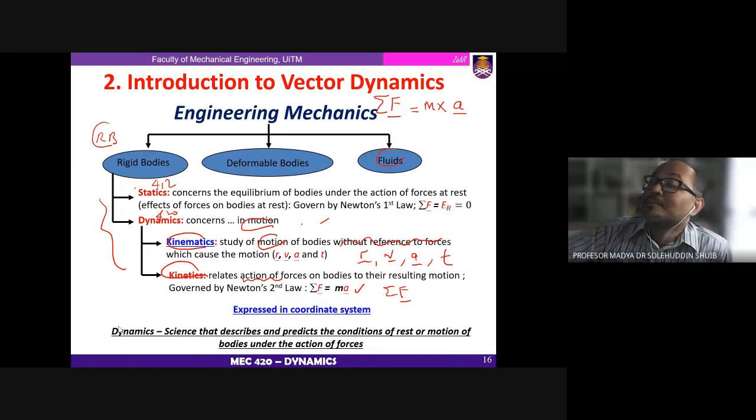Look at this statement here. What is dynamics? Dynamics is a science that describes and predicts the condition of rest or motion of bodies under the action of forces. This is one of the definitions of dynamics.